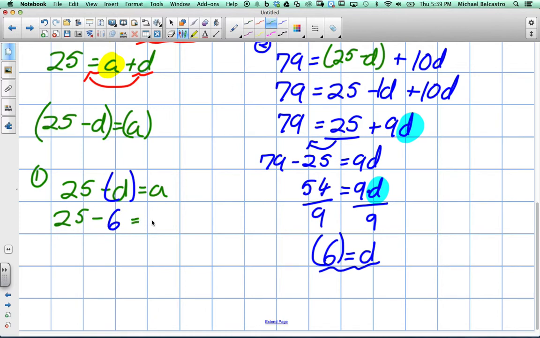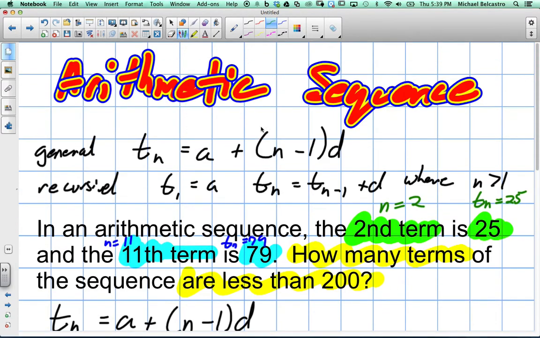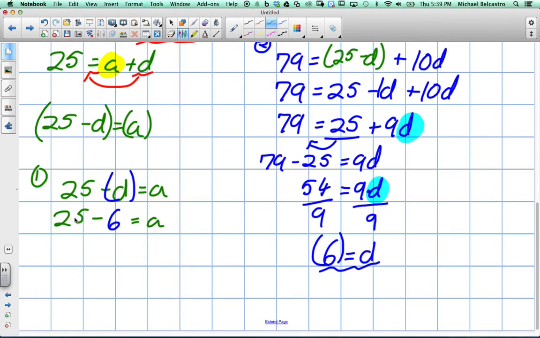is equal to our a term. Oh, there we go, our a term. So in this case, I need to see something. Okay, good. 25 minus 6 is actually 21. So our a term is equal to 21.